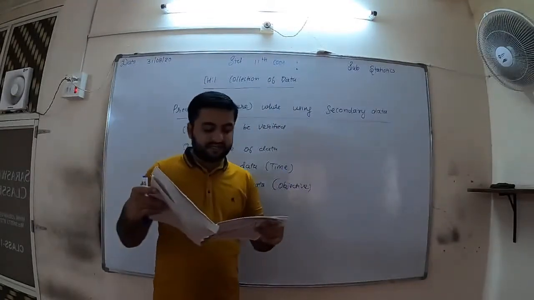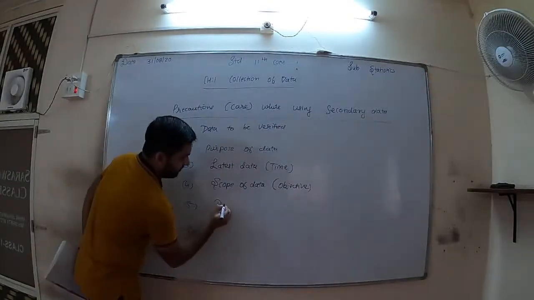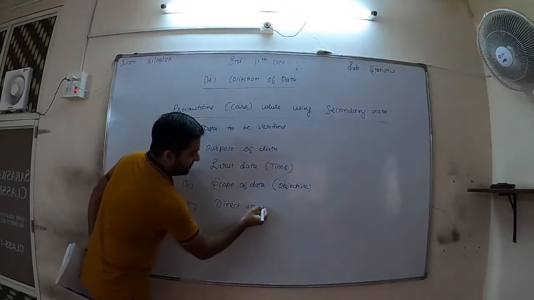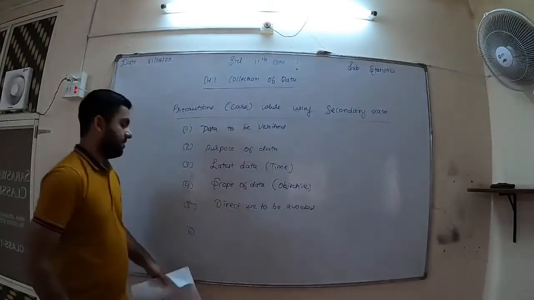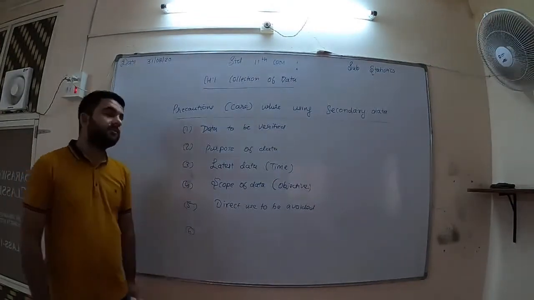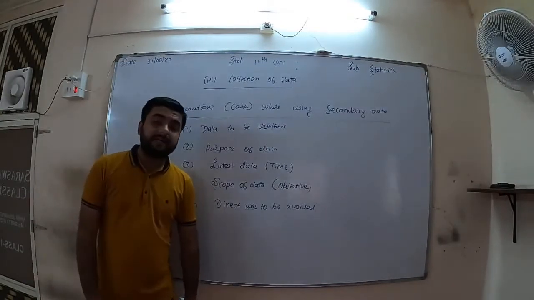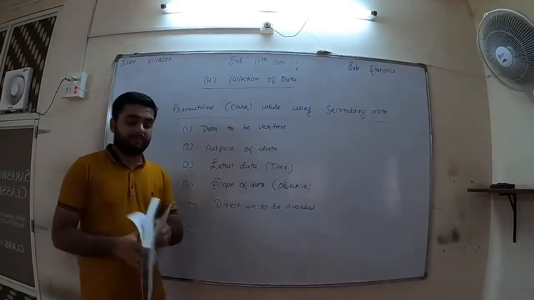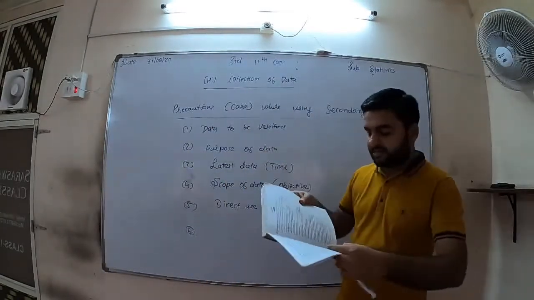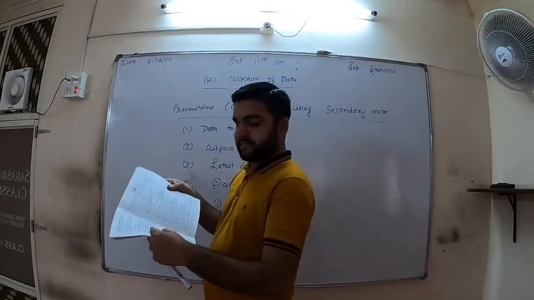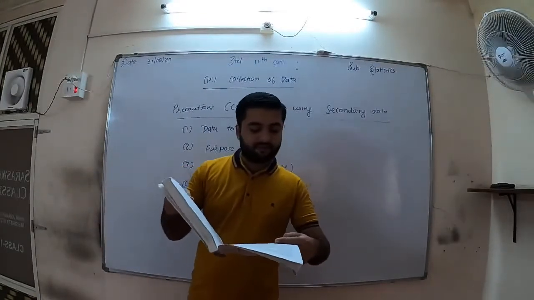The estimates given in data may be wrongly calculated. Direct use to be avoided. We should not directly use that data. First we should check that the things are correctly calculated, and then we should use it. And the last, the method of collection of data should be known so that the investigator becomes familiar with its advantages and disadvantages. To get proper benefits of secondary data, it should be used with the above precautions.